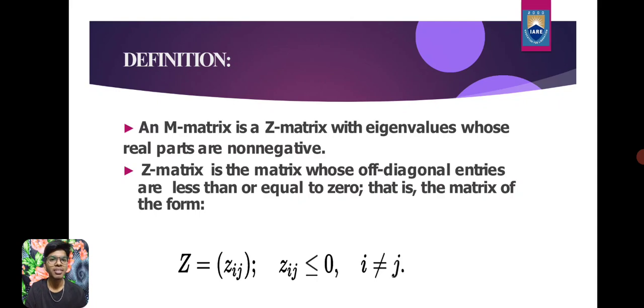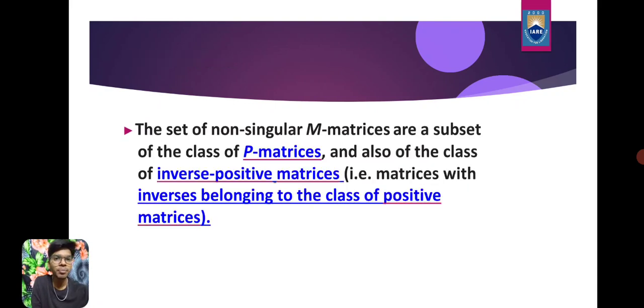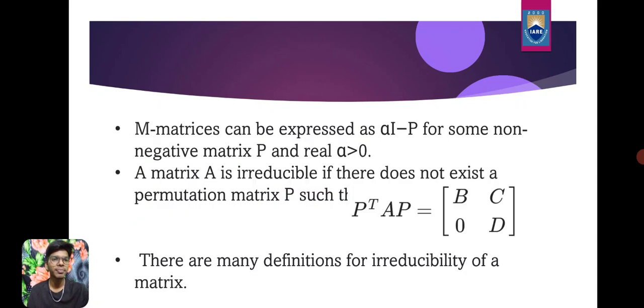A Z matrix is a matrix whose off-diagonal entries are less than or equal to 0. That is, a matrix of the form Z equals Zij, Zij less than or equal to 0, for i not equal to j. The set of non-singular M matrices is a subset of the class of P matrices and also of the class of inverse positive matrices, that is, matrices whose inverse belongs to the class of positive matrices.